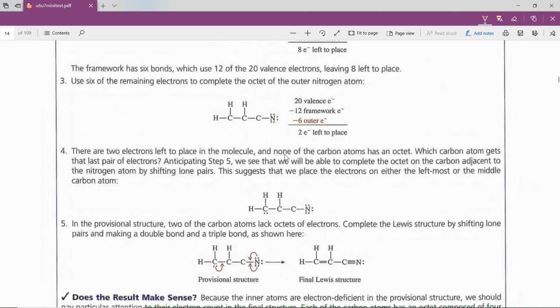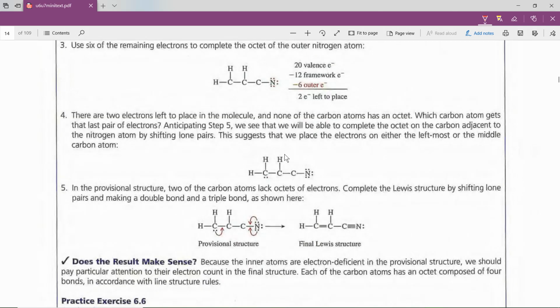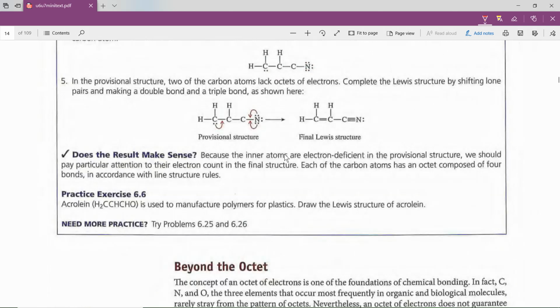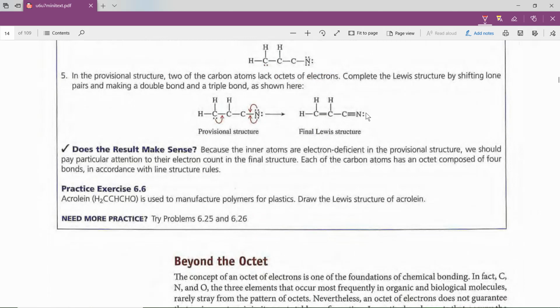So the final Lewis structure has the octet rule all satisfied for everything. You have C triple bond N with a pair of electrons on the nitrogen, and then you have the double bond there, so you have 8 electrons around this carbon, 8 electrons around this carbon, 8 electrons around this carbon, etc.